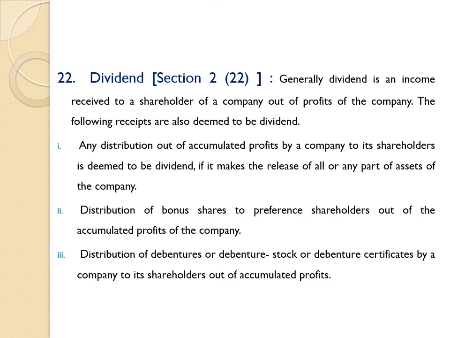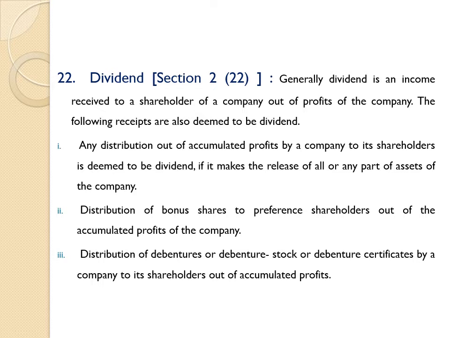Dividend. Generally, dividend is an income received by a shareholder of a company out of profits of the company. This is the simple definition. Dividend is an income received by a shareholder of a company out of the profit of the company. The following receipts are also deemed to be dividend.